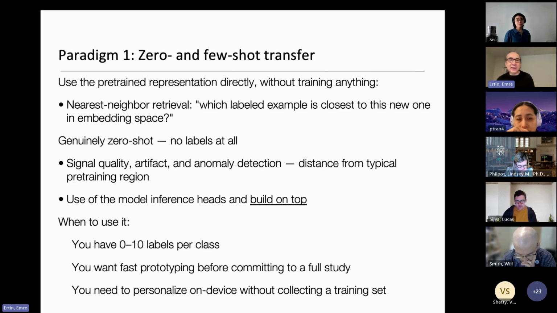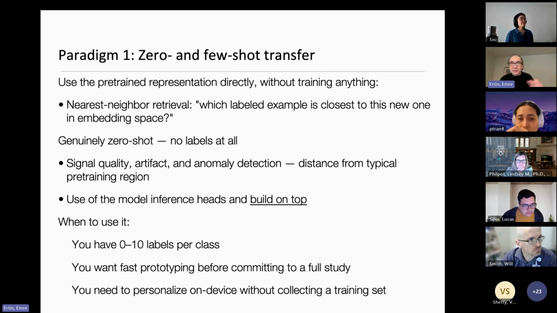So now our job is to use these foundation models, after we have learned what their modalities and capabilities are. The paradigm now is we can do zero- or few-shot transfer, where we use the pre-trained representation directly without training anything. I just take a sample from my sensor, map it to the representation space, and see which labeled sample is closest to the one I have. I need a few samples to do that because I still need to look up which is the closest one, but I don't need to train any new classifier.